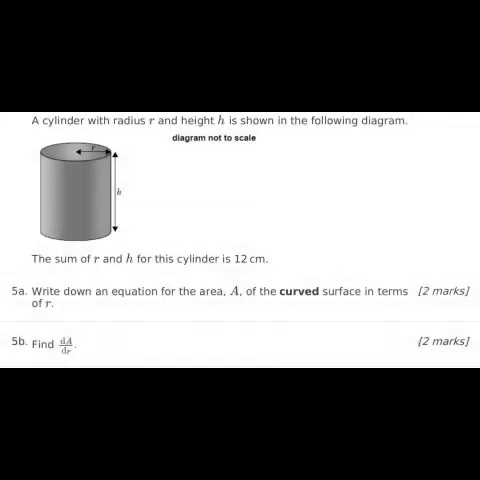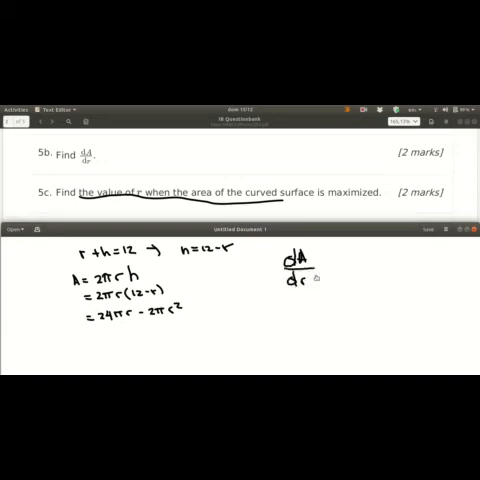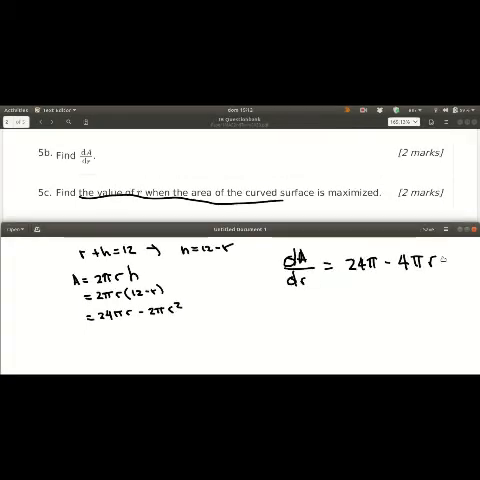Find the derivative of A with respect to r. This is again a simple application of the power rule. Bring down the exponent and then subtract it by 1.